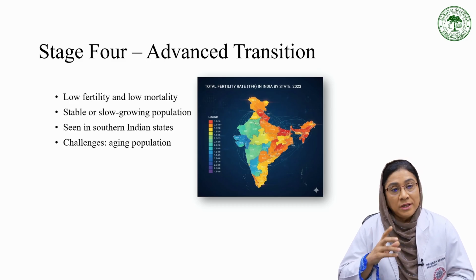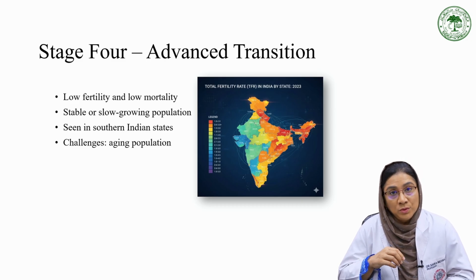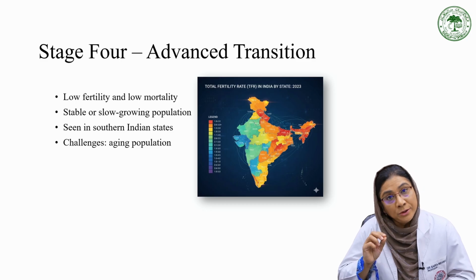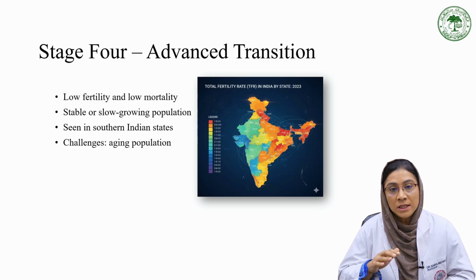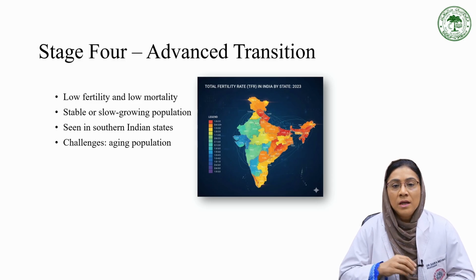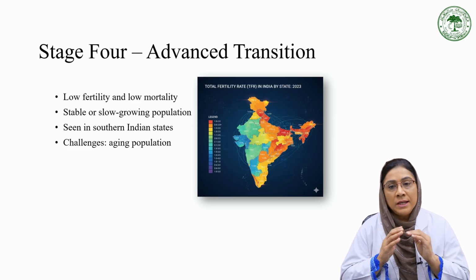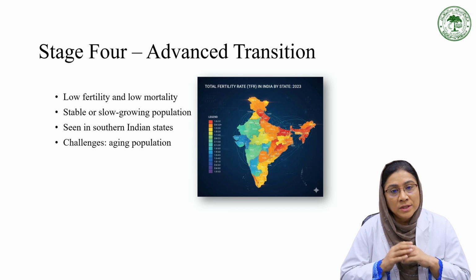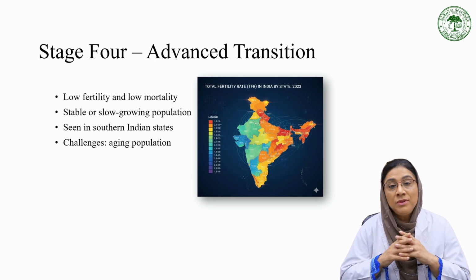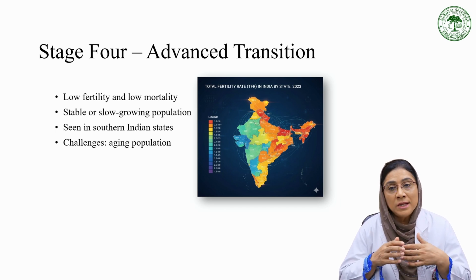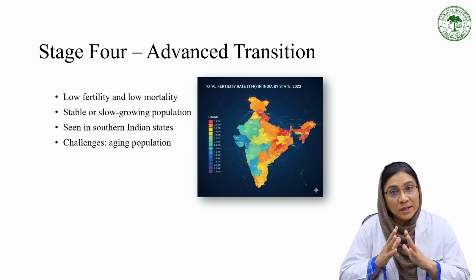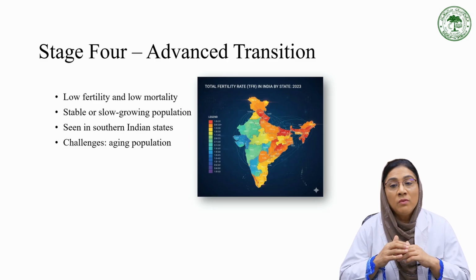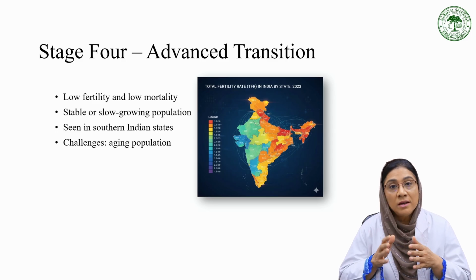Stage 4, advanced transition, denotes low fertility and low mortality, yielding slow or near zero population growth and a narrowing base in the age pyramid. In Indian contexts like Kerala and Tamil Nadu, sustained investments in female education, primary healthcare, and social protection pushed the total fertility rate below replacement while keeping life expectancy high.